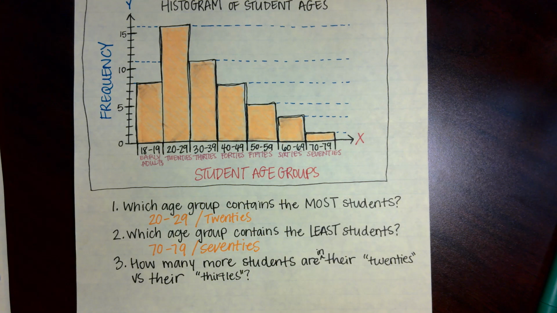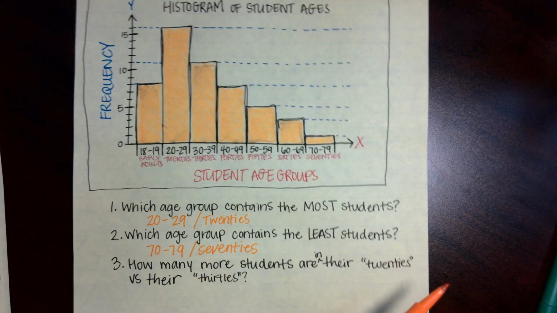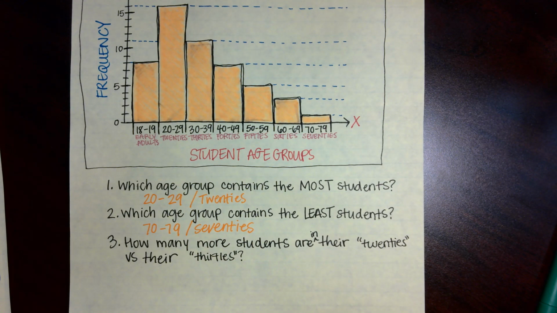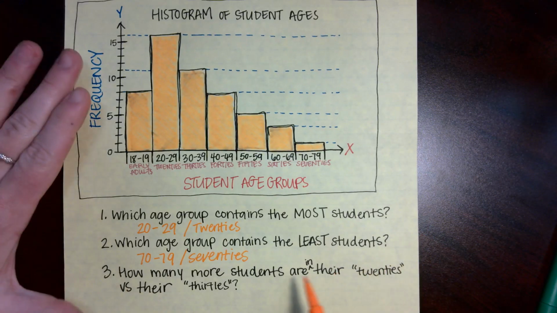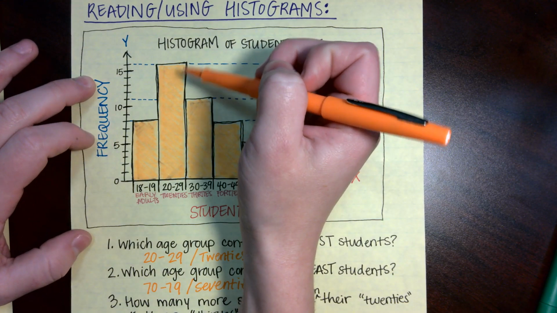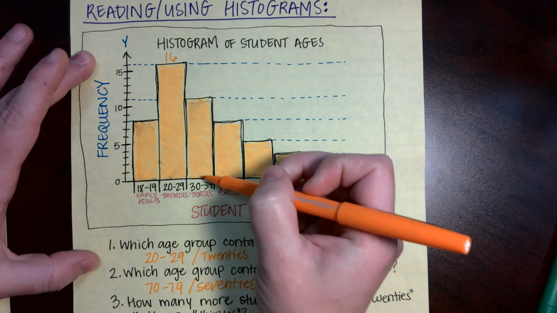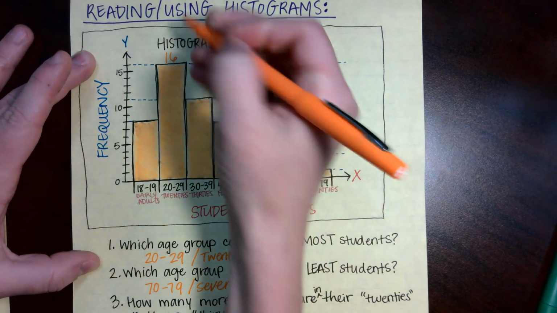Right. Okay, so we've got numbers 1 and 2. Number 3. How many more students are in their 20s versus their 30s? 5 more. Ooh, I hear 2 different answers, 5 and 10. Let's look. How many students are in their 20s? 16. The other one's 11. Yep, and 30s have 11.